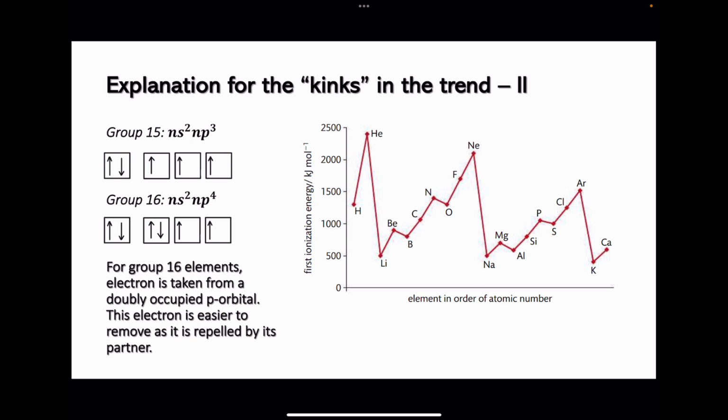Another kink appears here between nitrogen and oxygen, and also between phosphorus and sulfur. Now, here we have to show you the group 15 and group 16 electron diagram. As you can see, for group 16 elements, the electron is taken away from a doubly occupied p orbital. That electron is much easier to get rid of because it is repelled by its partner, as opposed to group 15, which has a perfectly half-filled p orbital. It's harder to take electrons away from group 15 elements.